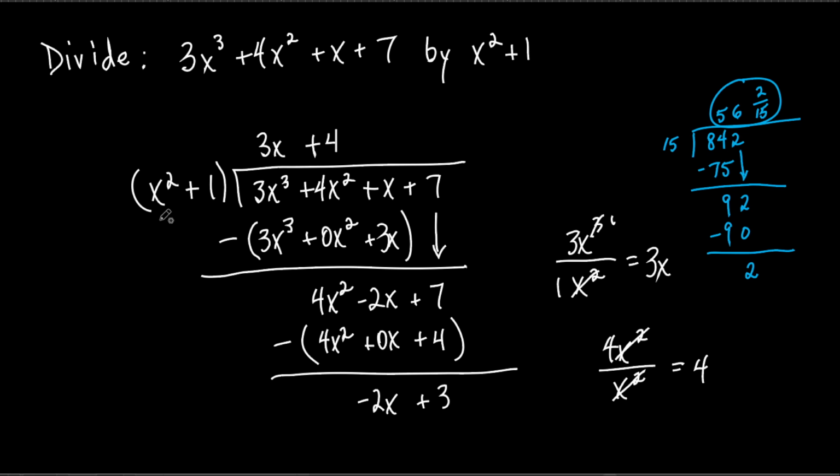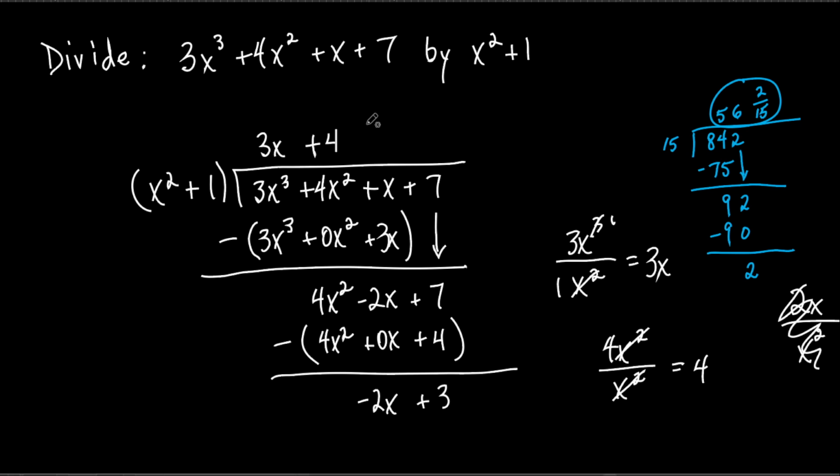Now, does x squared divide evenly into negative 2x? No, because it doesn't come out evenly. It comes out to a fraction, doesn't it? It's 2 over x. So that's not what we want. So that doesn't work. So we are finished. So negative 2x plus 3 is our remainder over here. So what's our remainder on this one? Negative 2x plus 3. Okay?